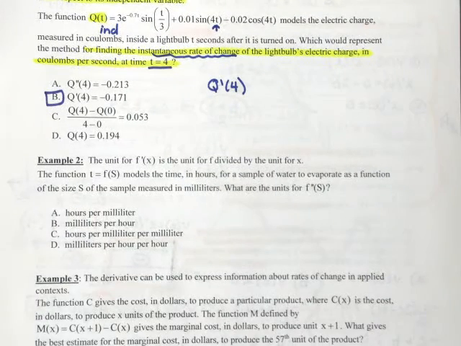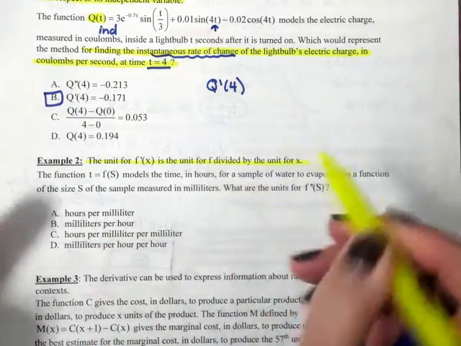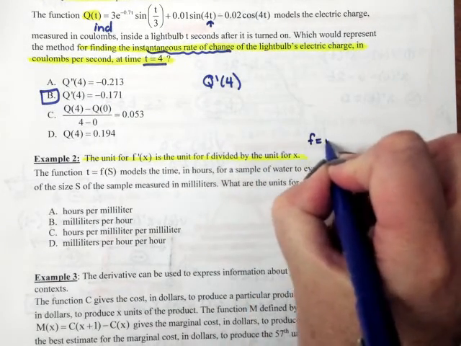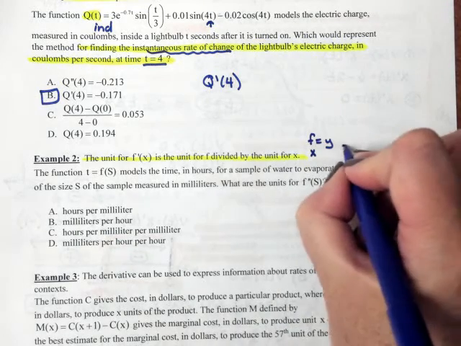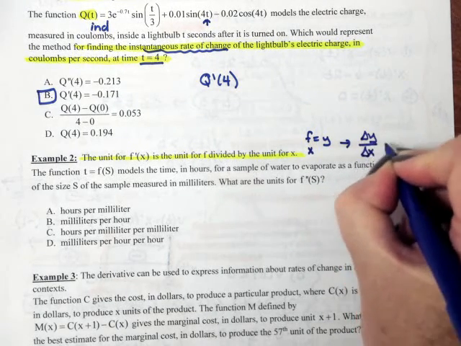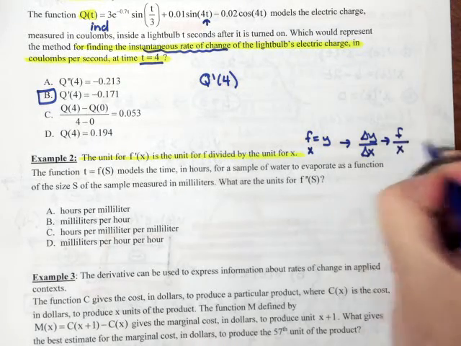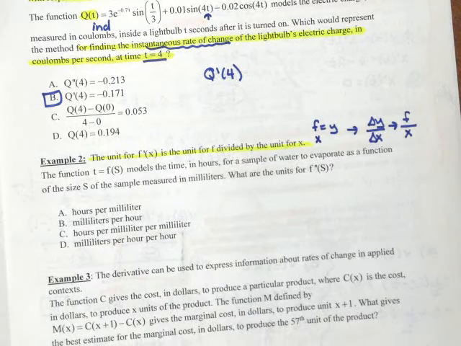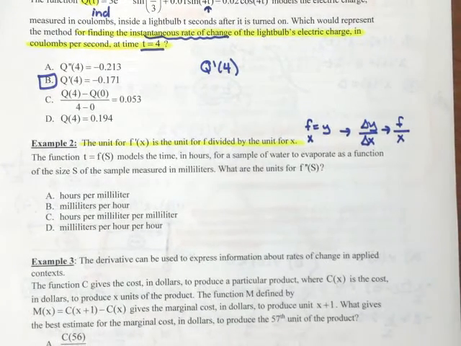So when you take a look at example 2 and we talk about units for derivatives, the unit for f prime of x is the unit for f divided by the unit for x. So remember, f is y, and then we have our independent variable, which is x. So remember, when we talk about derivatives, we're talking about a rate of change. It's the change in y over the change in x. So whatever the units are for f of x over x. So that's when we're talking about units when we're dealing with our derivatives.